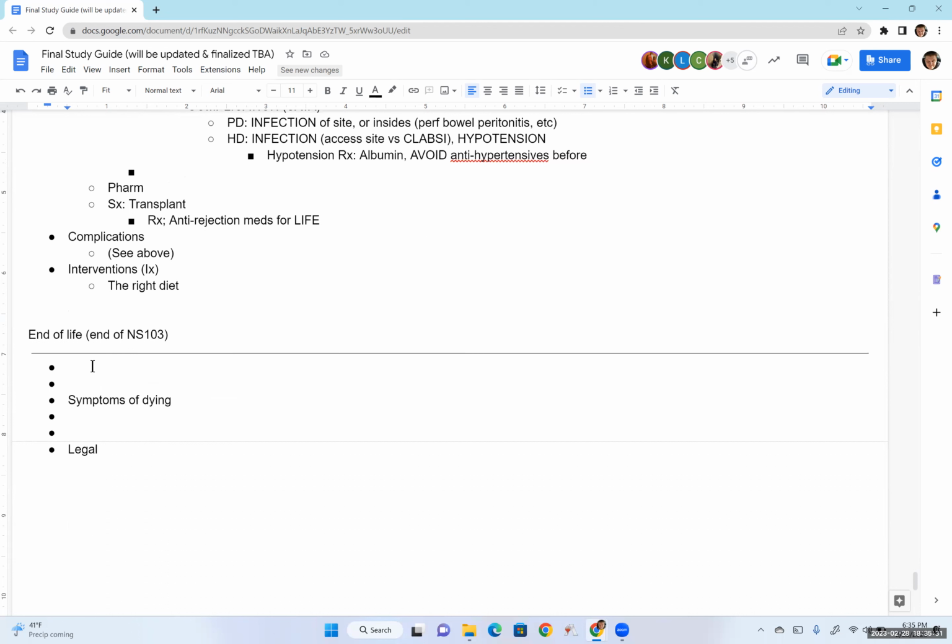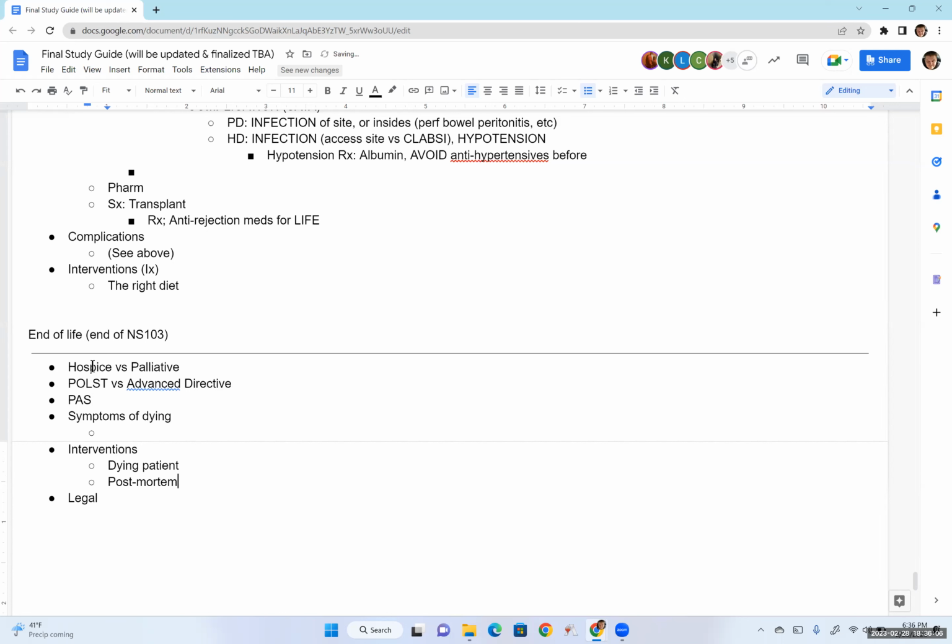But end of life, dump your brain at end of life. What do you learn about end of life? The hospice versus palliative. Right, so POLST versus advanced directive. What else? PAS, right? Symptoms of dying. So our interventions, right? You can put for the dying patient, post-mortem care. That's kind of the symptoms of dying, right?